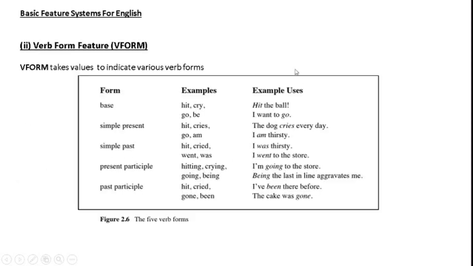Now the next important feature system is V form, or the verb form feature. The verb form feature indicates the various forms a verb can take. These things we have already studied in English grammar, and it might be easy for you. A verb has its base form, a simple present tense form, past tense form, present participle, past participle, etc.